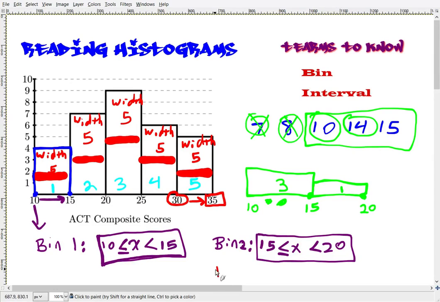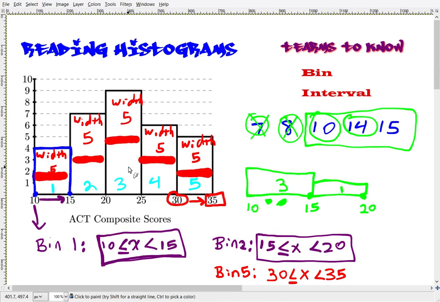So writing bin number 5 as an interval, we're going to say that we can start at 30, go up to but not include 35, so it would look like this right here. Basically, the idea is to remember that you're always having to think about what numbers would go where.